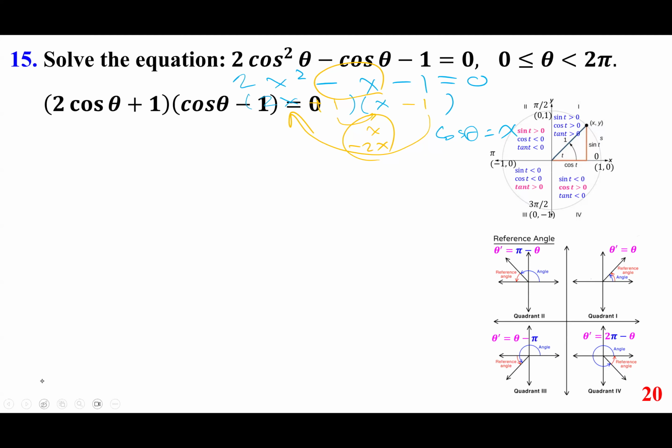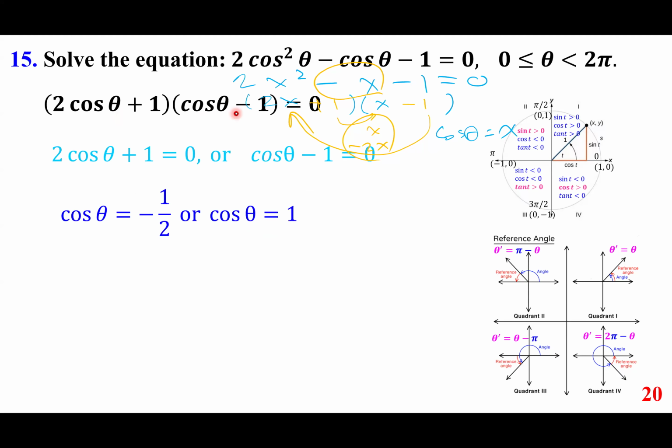So either this one is 0 or this one is 0. This means cosine theta is -1/2. This means it's +1. For -1/2, I want to again tell you how to solve when it's negative in the following manner.